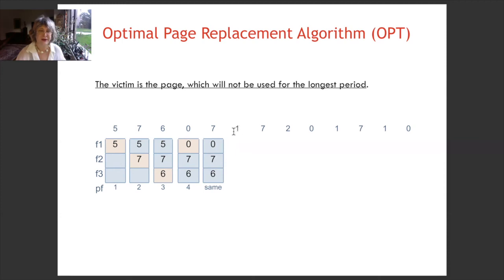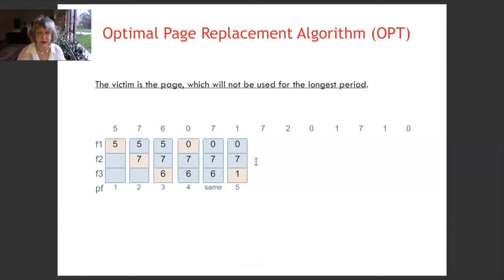Now there is a reference to page 1. Again, it is not in the memory. One of the pages is going to be chosen as the victim. And let's check them. 0 is going to be used here, and 7 is going to be used before 0, and 6 is not going to be used in future. So 6 is chosen as the victim. So we are going to load this new page into frame 3. This is another page fault because this was not in the memory. Page fault 5.